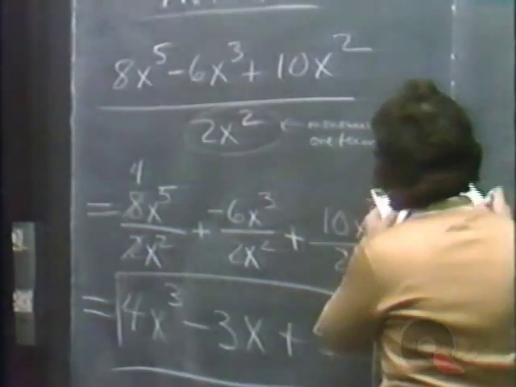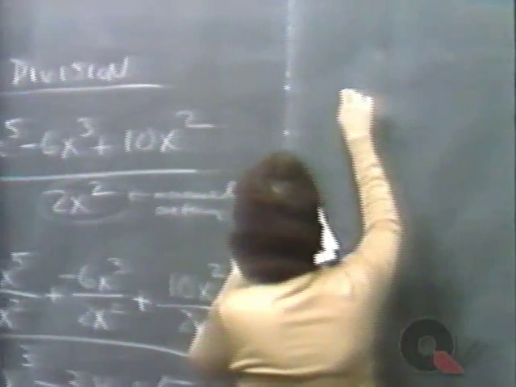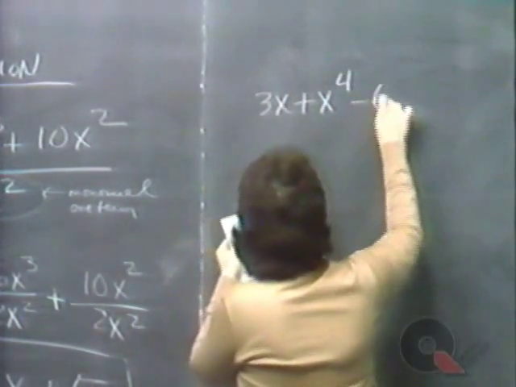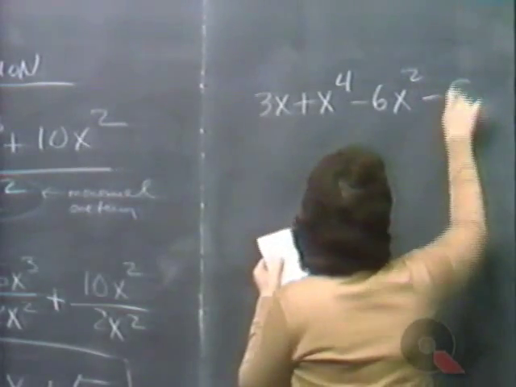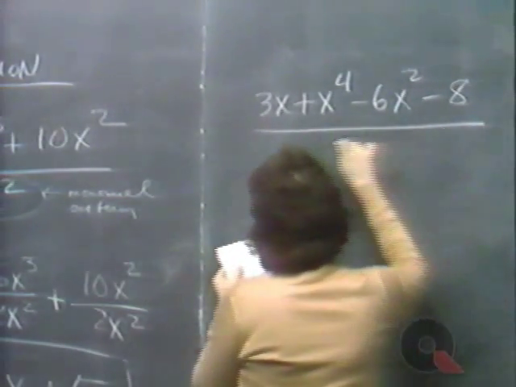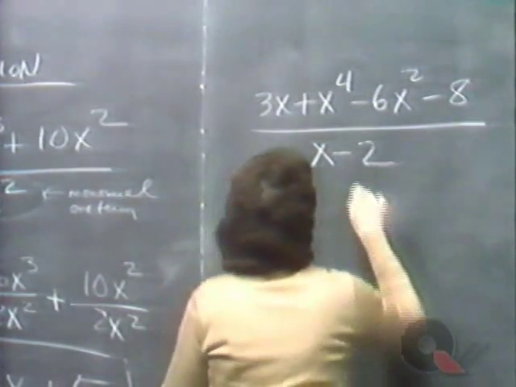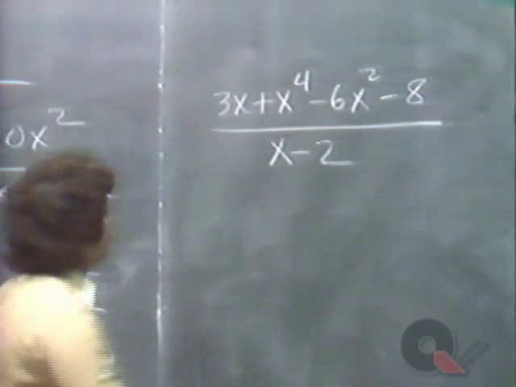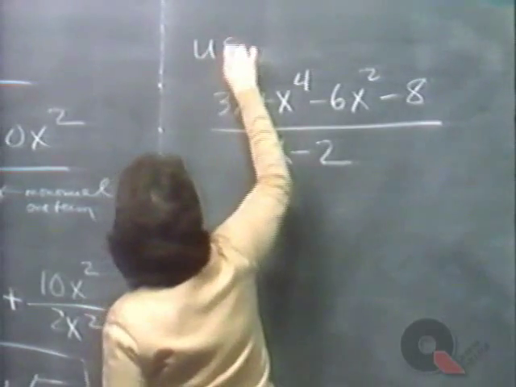For example, 3x plus x to the 4th minus 6x squared minus 8 over x minus 2. We want to divide. We're not dividing by a monomial. We're going to have to use long division.